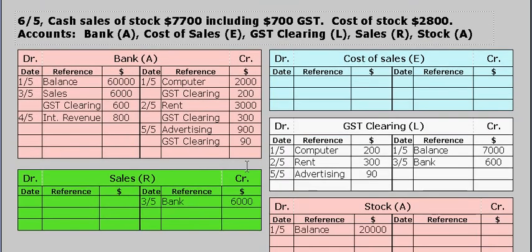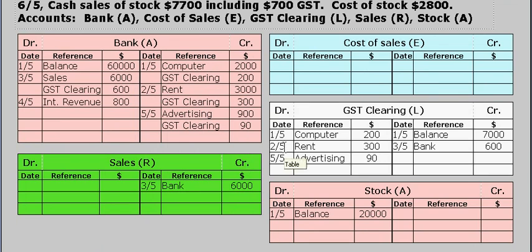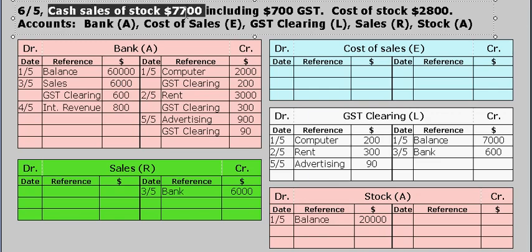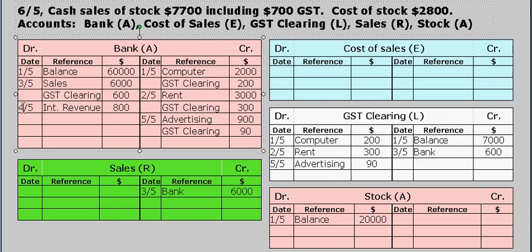Now this next transaction would be regarded as difficult. It is the sale of stock, including the impact of GST. So we had a cash sale of $7,700, that includes GST. Let's do that part first. Well, if cash comes in, that means your bank account must increase.